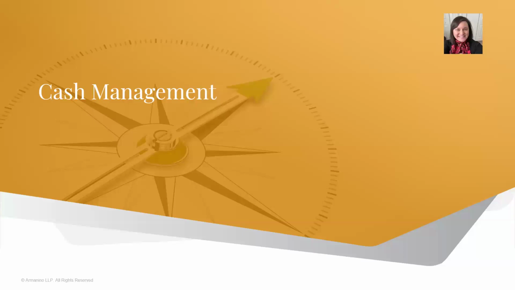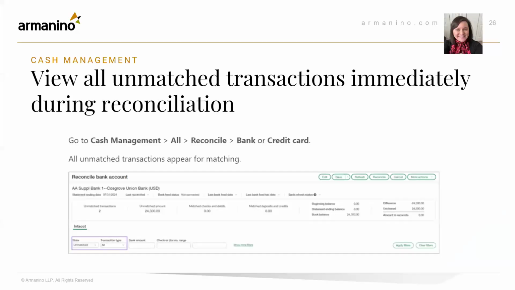And we're going to move on to cash management. View all unmatched transactions immediately during reconciliation. So below is the screen. When you go to cash management, all reconcile, you select your bank or your credit card account. Now, when you go into the reconciliation screen, the unmatched transactions will be the default view, and they'll appear in list form, allowing you to start engaging in that matching process.